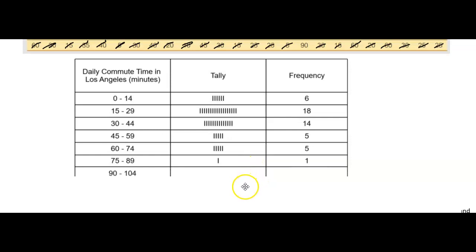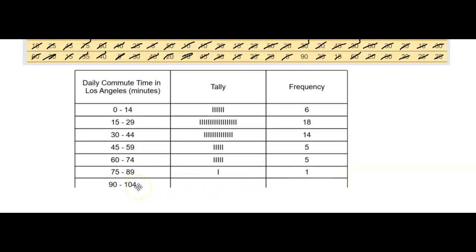And then the last one is, how many are between 90 and 104? Well, we have 1, and therefore there's the frequency.